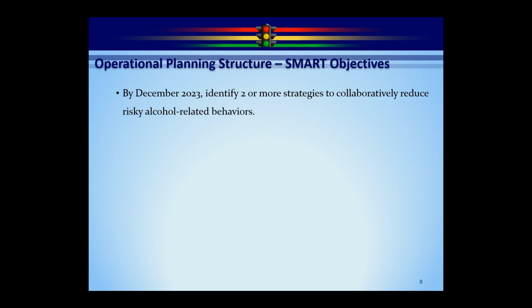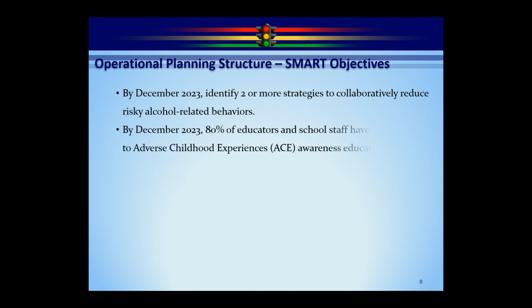by December 2023, identify 2 or more strategies to collaboratively reduce risky alcohol-related behaviors. So you think about it, December 2023 is our time. Identify 2 or more strategies is specific, and our measurement is 2 or more strategies here. By December 2023, 80% of educators and school staff have been exposed to ACE awareness education.